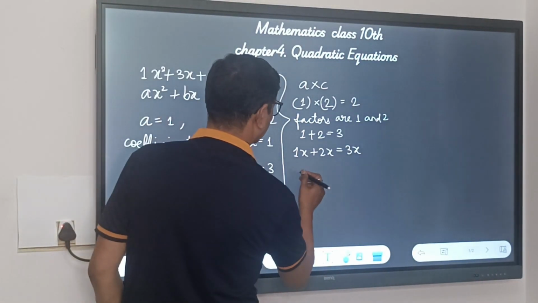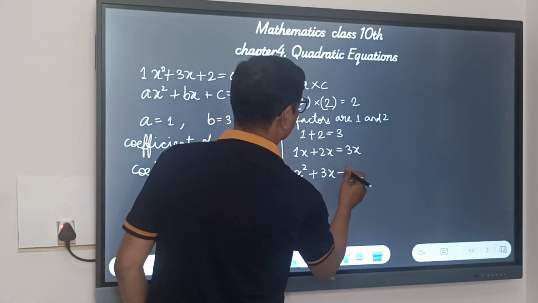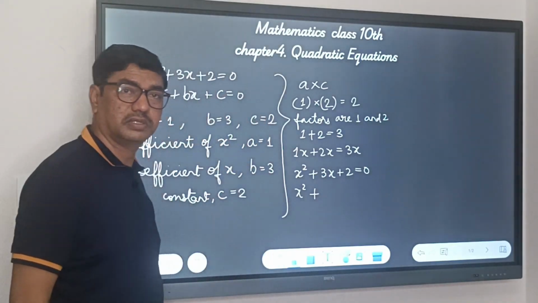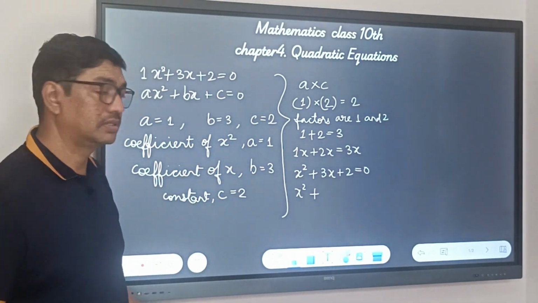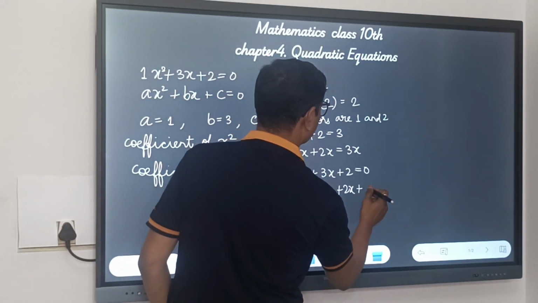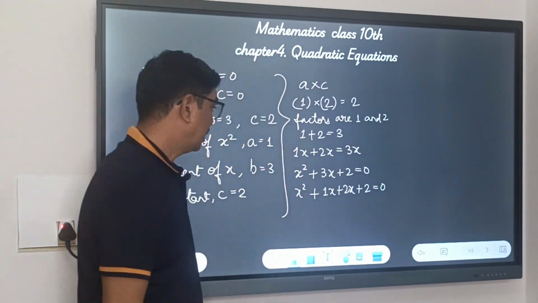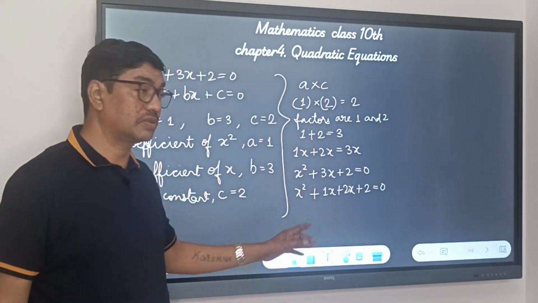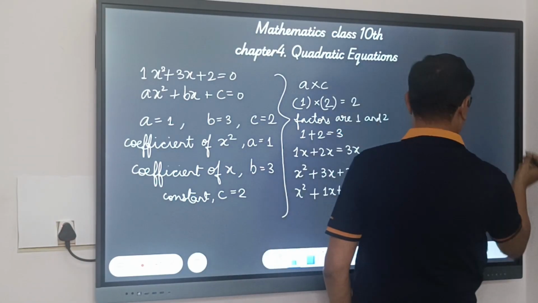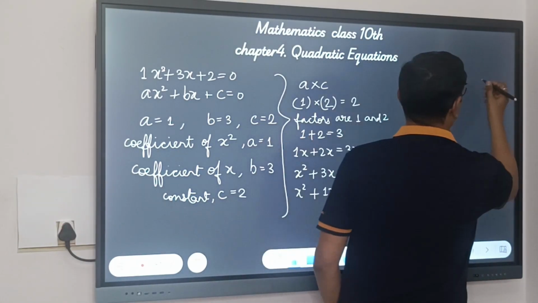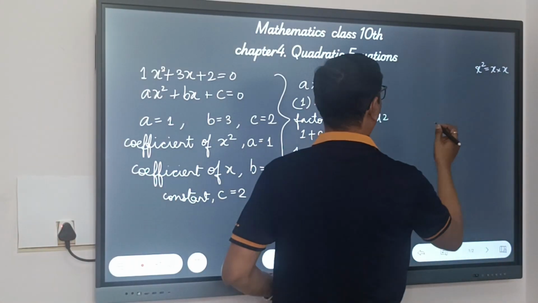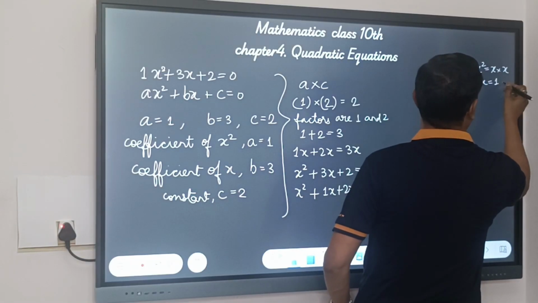Again you take the equation x square plus 3x plus 2 is equal to 0, and x square plus, in place of 3x, how much are you going to write? You're going to factorize and split the middle term, that is 1x plus 2x plus 2 is equal to 0. And the first term is x square. In place of x square you can write x into x, and the second term is 1x. So 1x is equal to 1 into x.